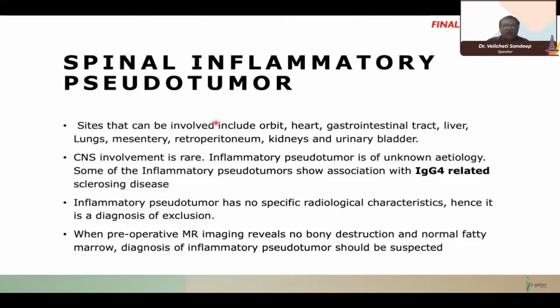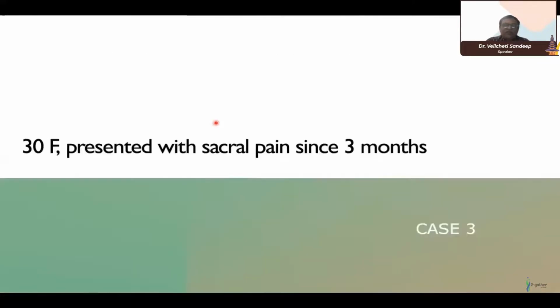Myofibroblastic tumor was the earlier name. When preoperative MRI imaging reveals some soft tissue component without bony destruction and maintaining normal fatty marrow signals, then you should think of this one. In other disorders like the earlier differential diagnosis, which thought of lymphoma, myeloma, all those things, there will be some bony destruction and bone marrow signal changes would be apparent.